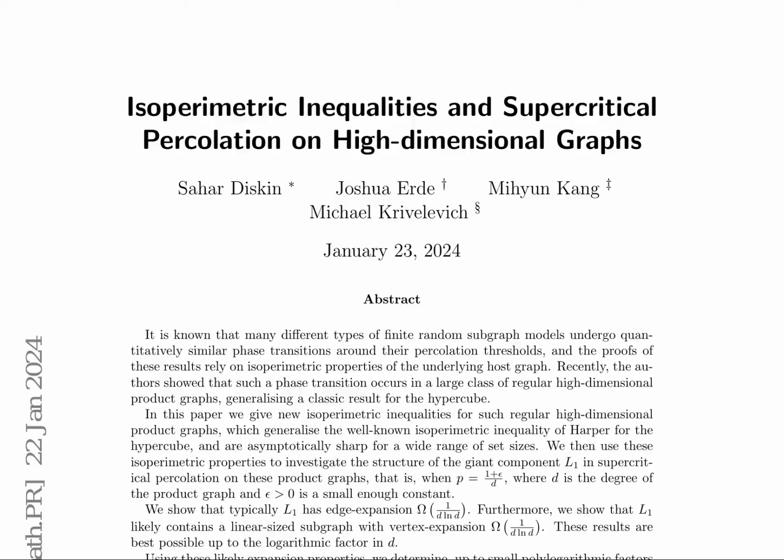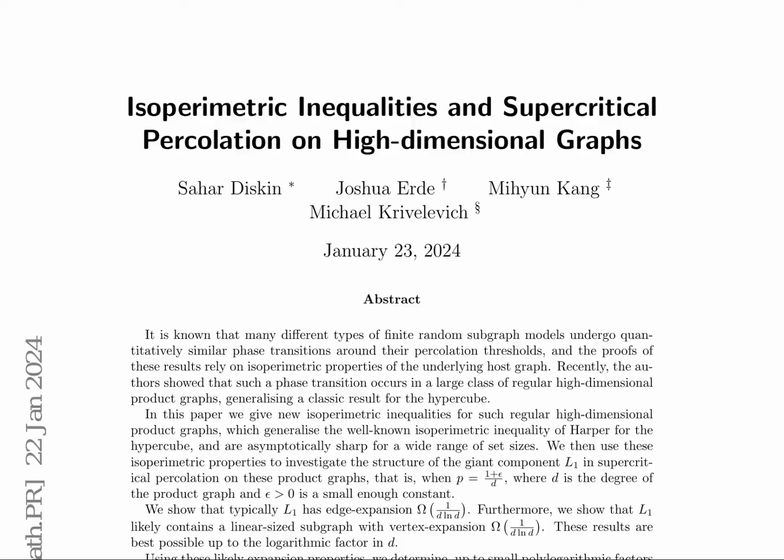This bound implies that if log2 k is much less than d, then i_k(G) is asymptotically optimal. In the particular case of the hypercube, it recovers the tight bound, Theorem 1.1. These isoperimetric inequalities are essential for understanding the expansion properties of the giant component in percolated high-dimensional product graphs.